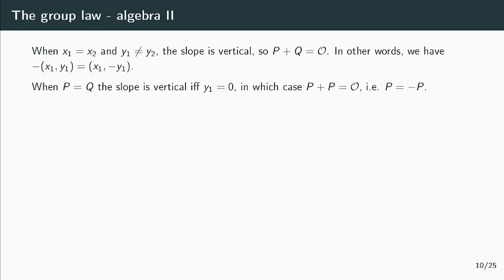When P and Q coincide, you can see that the slope of the tangent is vertical if and only if the y-coordinate is 0, thanks to the symmetry of the curve along the x-axis. In that case, 2 times P is O, the point at infinity, or put differently, P is the same thing as minus P. So now we have an algebraic way of adding any two affine points. The only remaining case is when at least one of the points is the point at infinity O, but then we can just proceed according to the group axioms, because O is the neutral element.